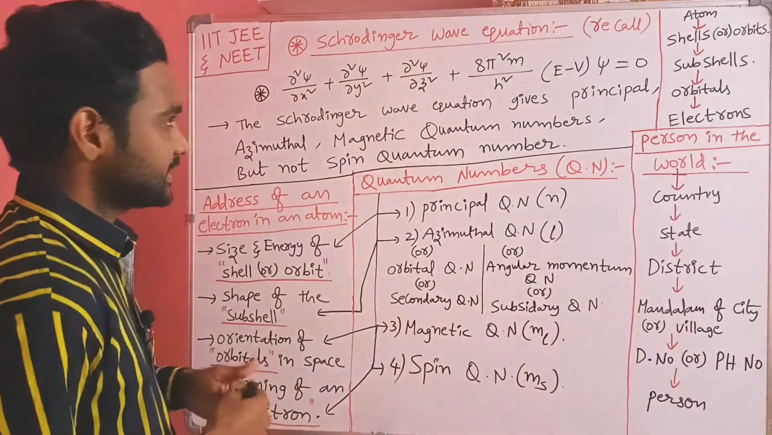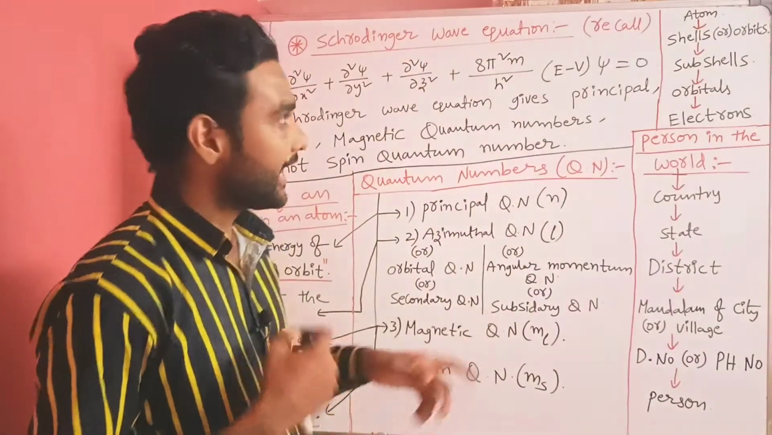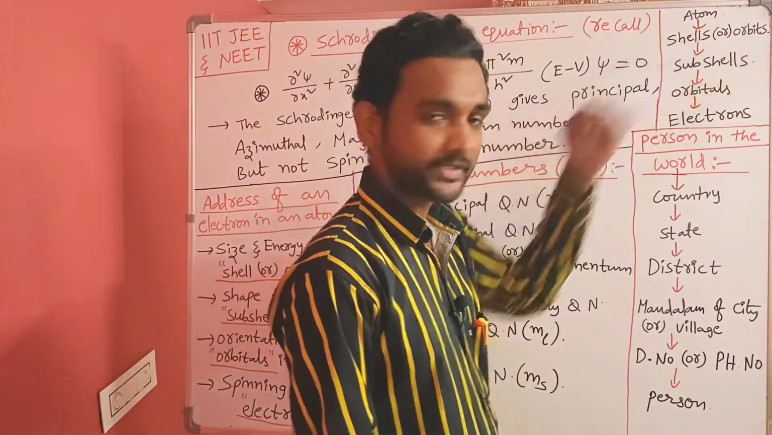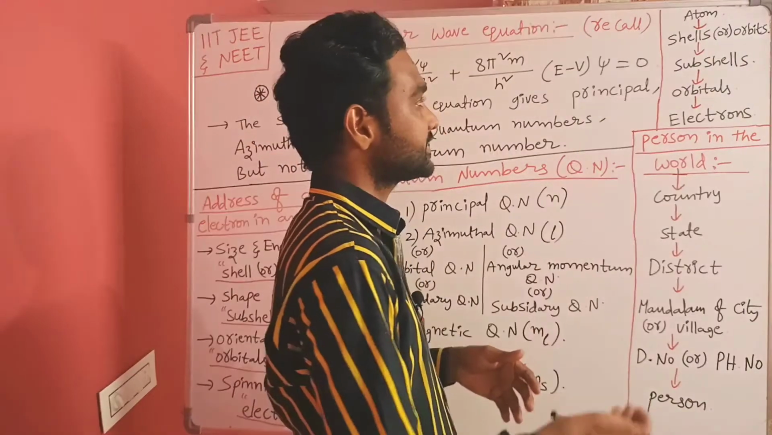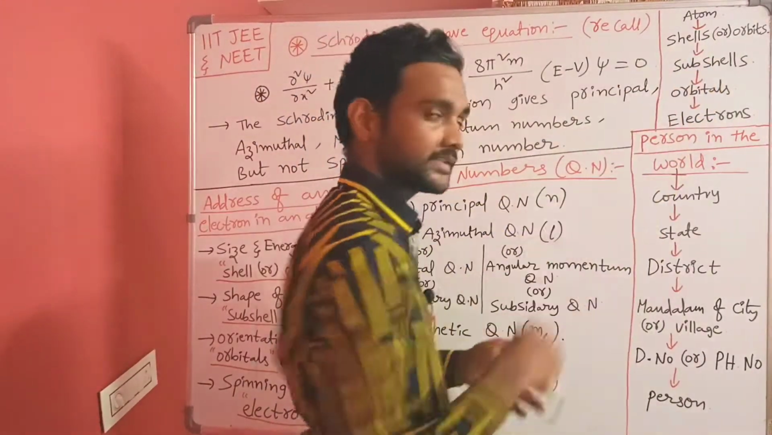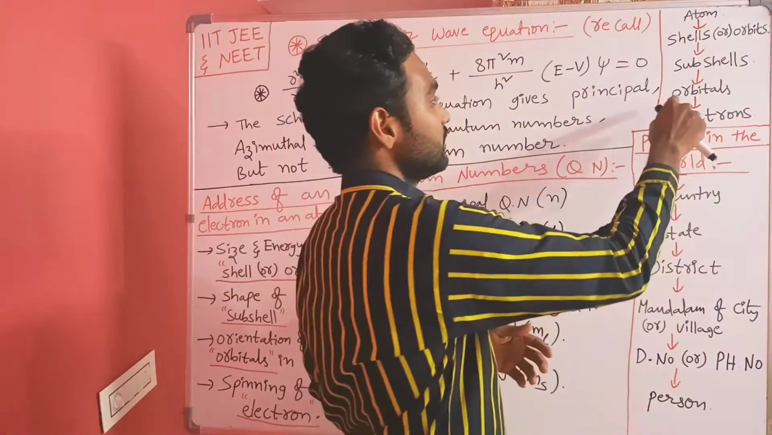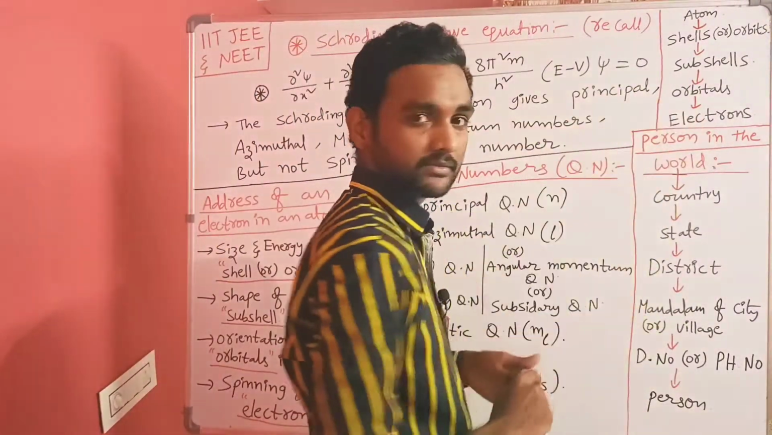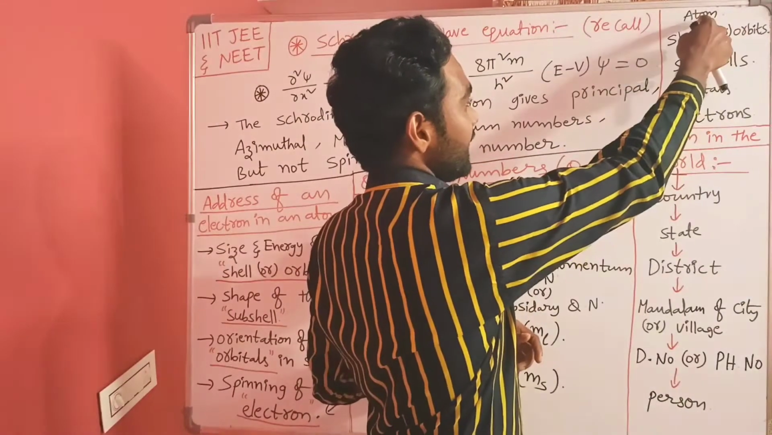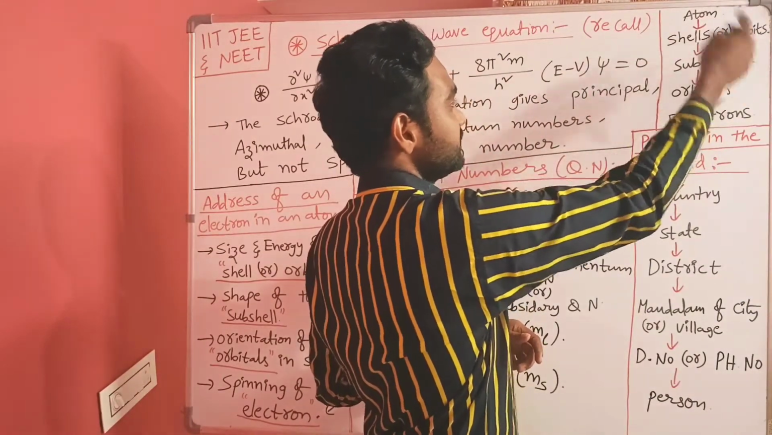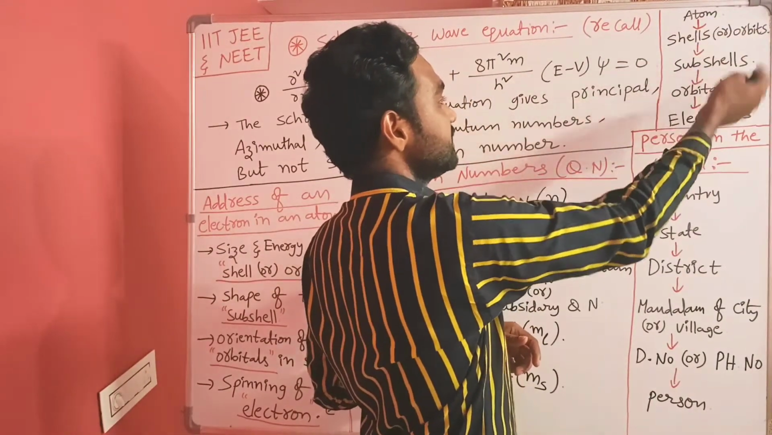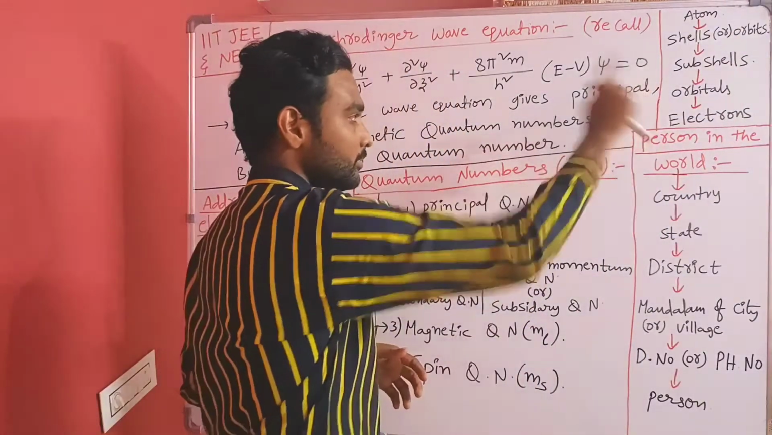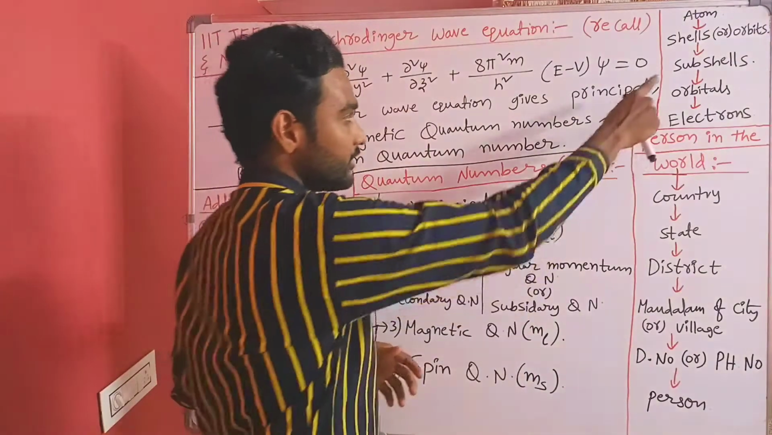Now see, we know that in the atom there are shells or orbits. In the shells or orbits there are subshells. In the subshells there are orbitals. In the orbitals there are electrons. This point I have to remember: first the atom, in that atom shells or orbits, in those subshells, in those subshells orbitals, and in those orbitals electrons will be there.